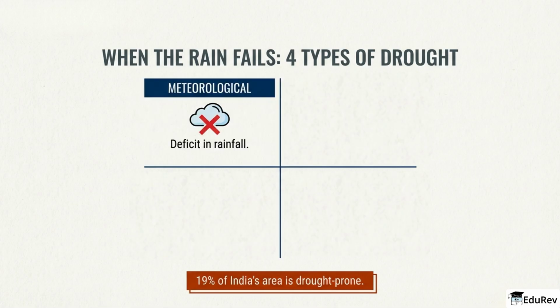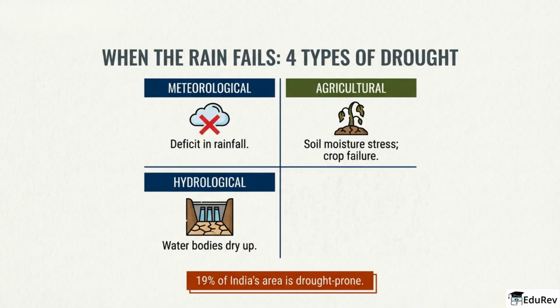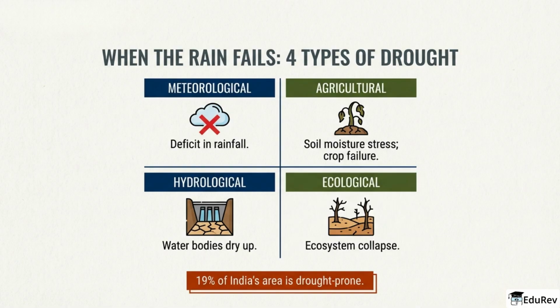Meteorological drought is simply rainfall deficiency. Agricultural drought is when crops fail due to lack of moisture. Hydrological drought is when surface and groundwater levels fall. Ecological drought is the large-scale ecosystem impact. If you can write these 4 in one line with a crisp example, your disaster management answers become sharp.